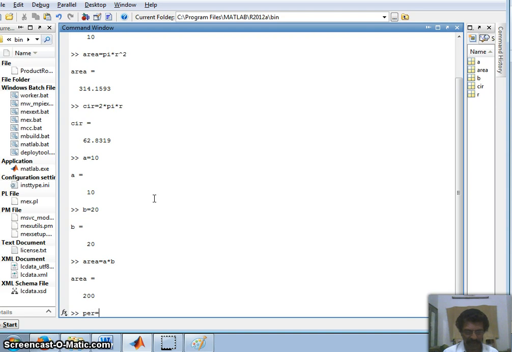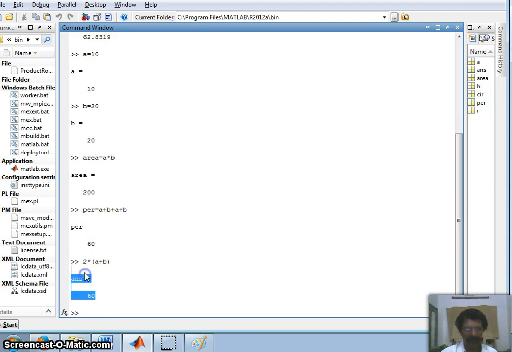Likewise, the perimeter is one side A, then another side B, then another side A, then another side B. So this is 60, or simply we can add the length and the breadth. Since there are 2 lengths and 2 breadths, I can get the same with 2 times A plus B.